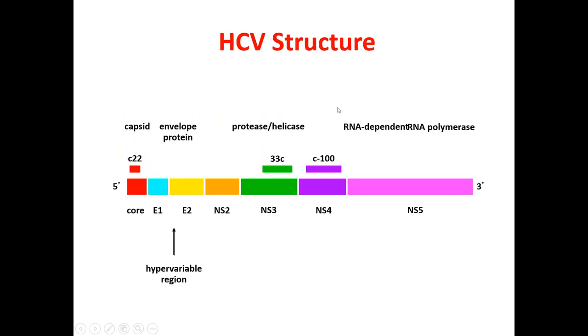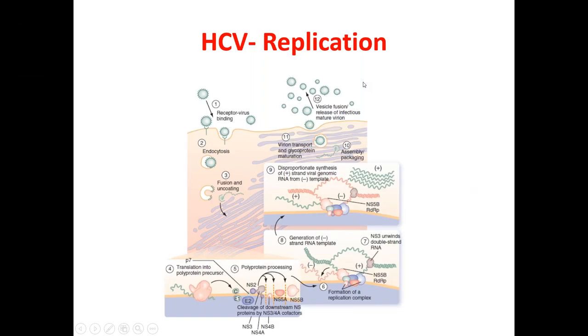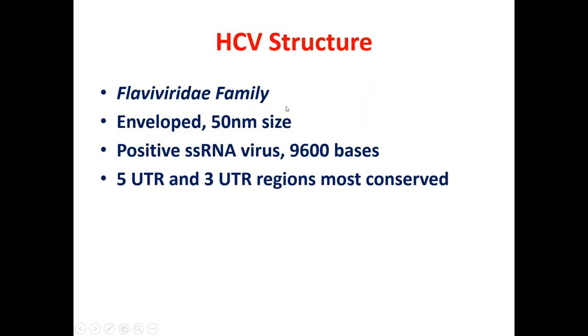Now, when we look at the structure of HCV, hepatitis C virus is large as compared to HBV. It is around 40 nanometers in size, and it has a large genome. This genome is a single-stranded RNA, and it has almost 9,600 bases in it.